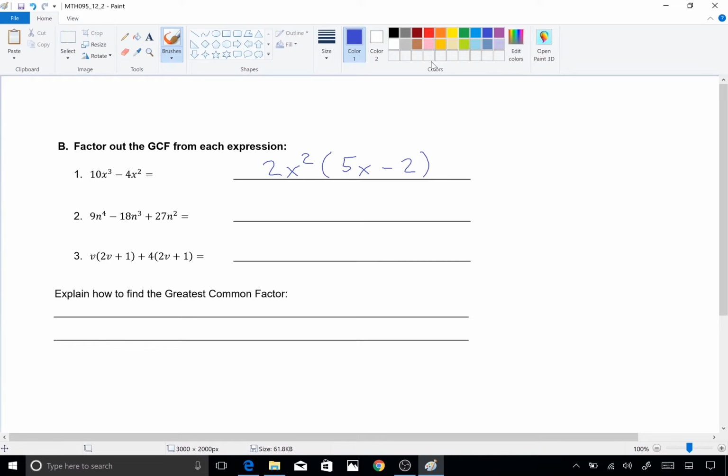Number 2. 9n to the fourth minus 18n cubed plus 27n squared. Okay, first of all, I can see that all these have an n squared in them, right? I can pull out n squared. What is the greatest common factor of 9, negative 18, and 27? 9 goes into each, so I can factor out 9n squared.